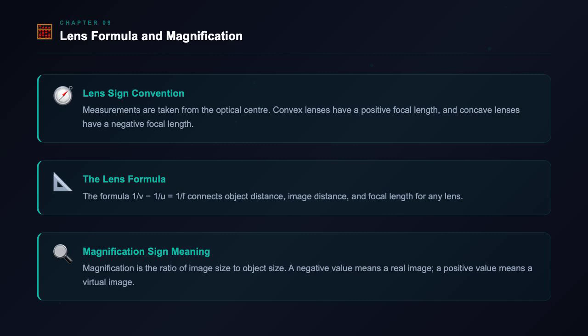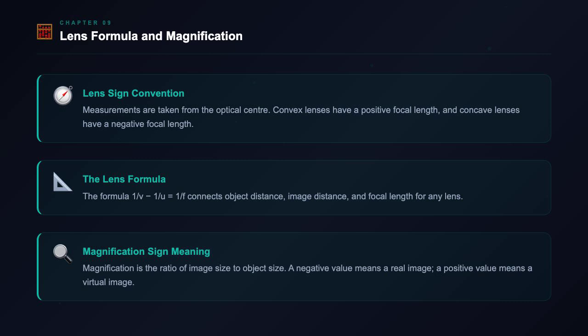Measurements are taken from the optical center. For convex lenses, the focal length is positive. For concave lenses, it is negative. The lens formula is 1 over v minus 1 over u equals 1 over f. This formula relates object distance, image distance, and focal length.